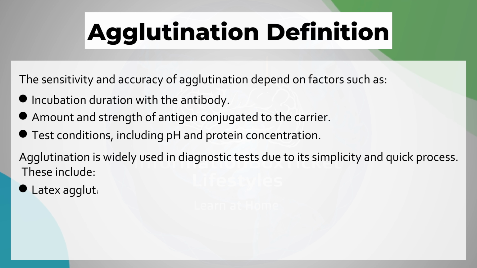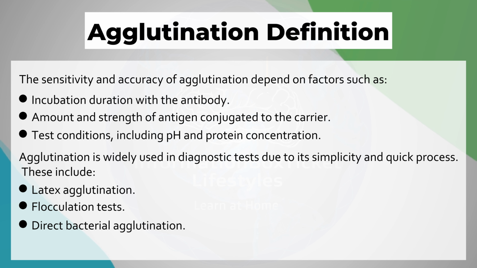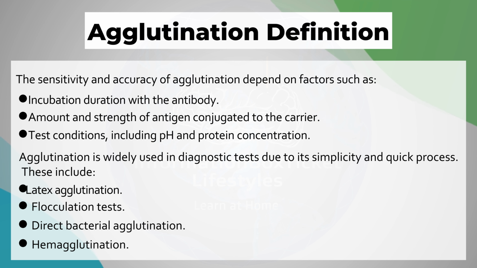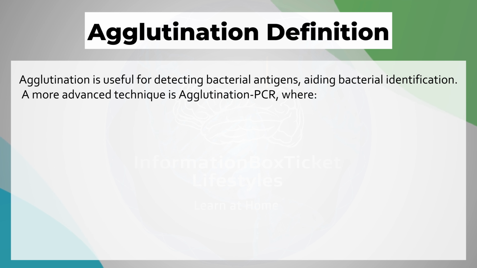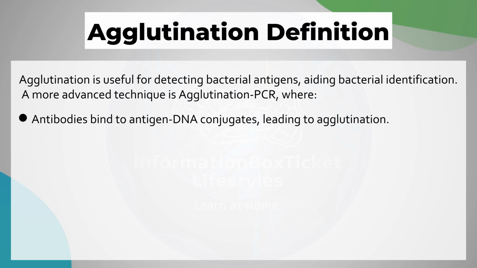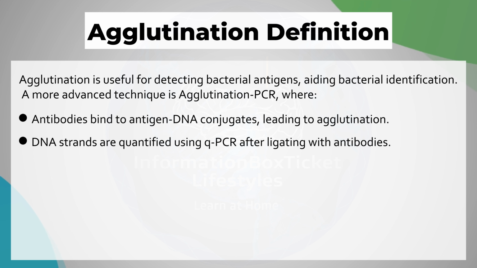These include latex agglutination, flocculation tests, direct bacterial agglutination, hemagglutination. Agglutination is useful for detecting bacterial antigens, aiding bacterial identification. A more advanced technique is agglutination PCR, where antibodies bind to antigen DNA conjugates, leading to agglutination. DNA strands are quantified using qPCR after ligating with antibodies.